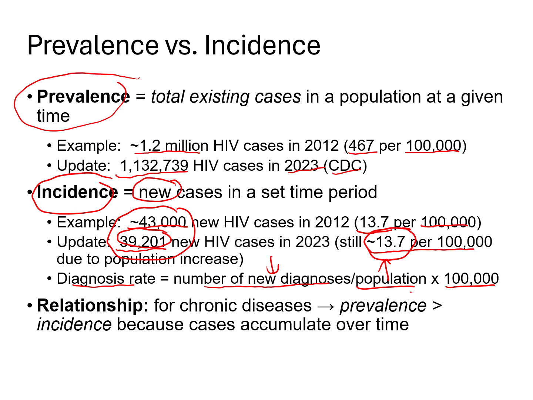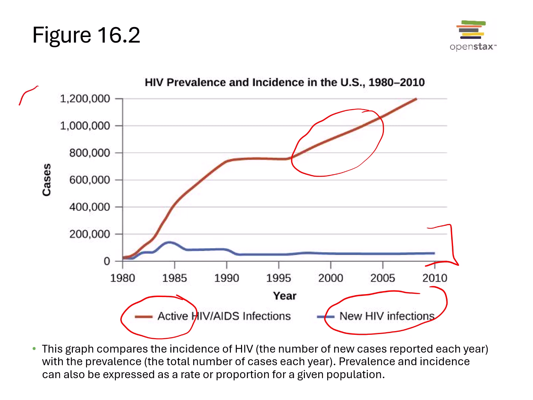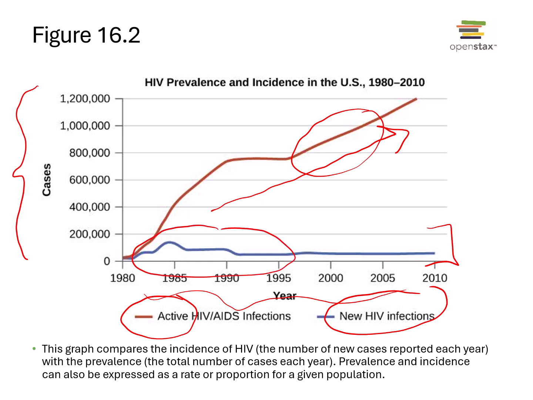And for chronic diseases, prevalence is always greater or higher than incidence because the number of cases can accumulate or add up over time. This figure shows HIV incidence, which is indicated in blue, versus prevalence, which is indicated in the red line. And I can see the number of cases is shown in the y-axis and the years in the x-axis. What you'll notice is that prevalence steadily rises because people live long-term with HIV. Incidence fluctuates from year to year, reflecting new transmissions.